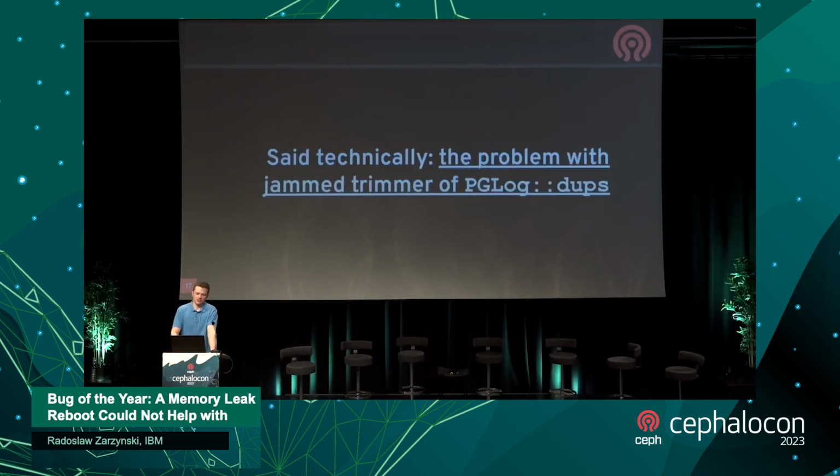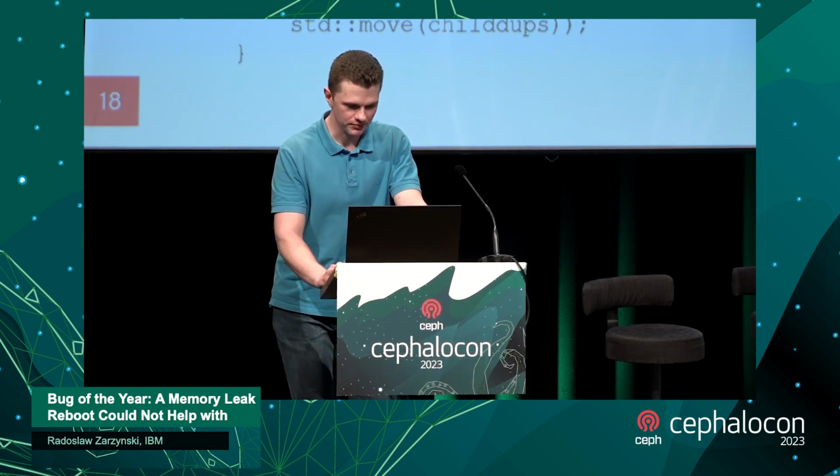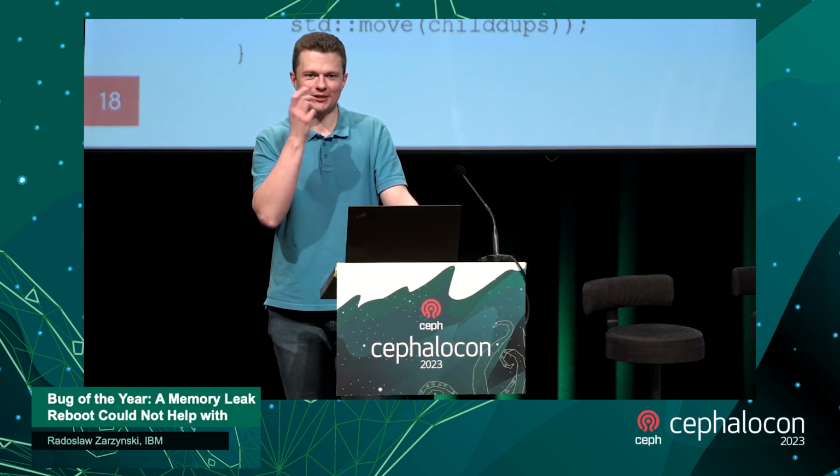But just the susceptibility of the trimmer doesn't automatically translate to a problem. You need to have some kind of source, some kind of generator of such corrupted dupes entries. And unfortunately, it is the split operation on a PG. And that's the link to the autoscaler. So a question from a developer to the community.